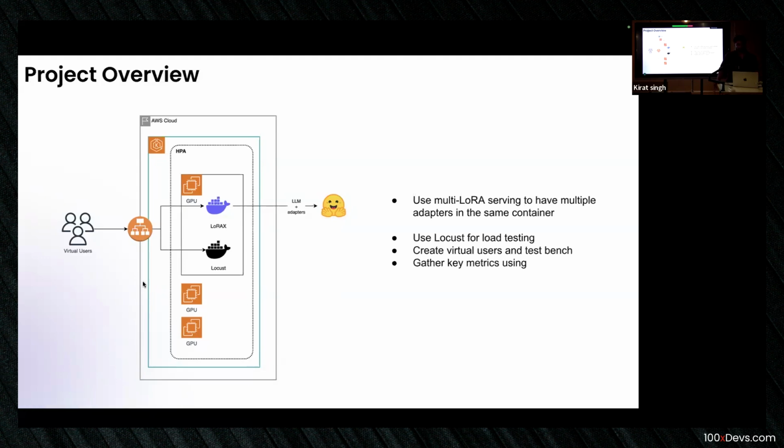So our project would have, on AWS, a load balancer. The load balancer will then have a Docker container called Locust. There is a Python library called Locust. In Locust, you can create virtual users. I can't tell each one of you to install a Python application and call this endpoint, so I'll create virtual users.